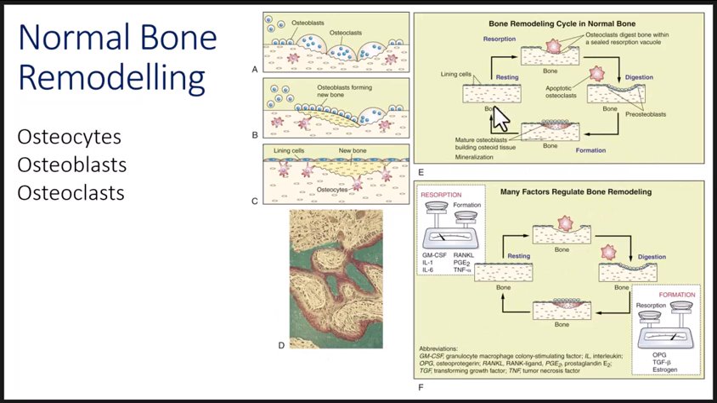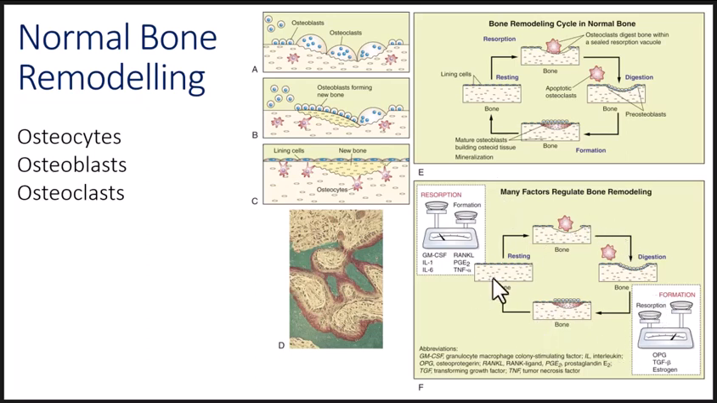In this image E, this is the normal bone remodeling cycle that you would see in normal bone. And so we have that resorption by those osteoclasts again. They're digesting the bone, and then we have these pre-osteoblasts that are getting ready to form new bone, which you can see occurring here. And then when bone is neither being resorbed or formed, it is in its resting phase.